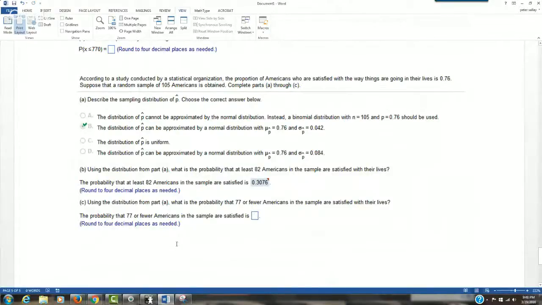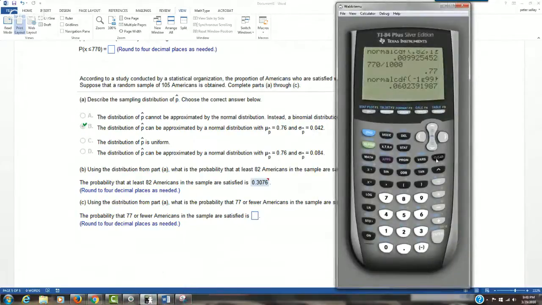All right, let's see. So, according to a study conducted by a statistical organization, satisfied. Okay, so the expected probability is 0.76. Describe the sampling distribution. Using the distribution of part A, what is the probability that at least 82 Americans? Okay, so again, that's 82 out of 105, so I have to convert that into a percent. Even though they said 82, I'm not typing 82 in the calculator. In the norm CDF, I'm typing in 82 over 105. So 78%, as opposed to the 76 that they expect to see. But other than that, it's the exact same thing we did. Part B is greater than, part C is less than.